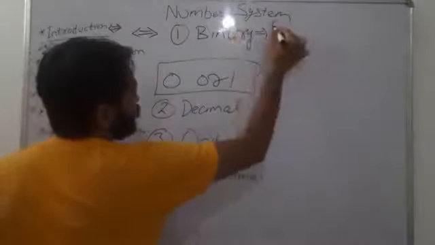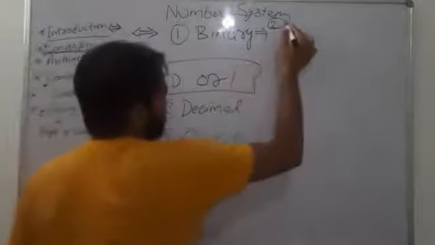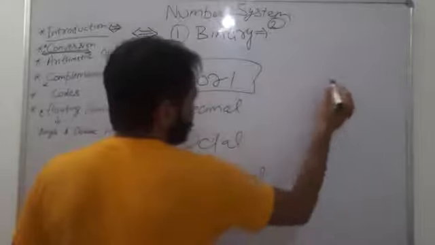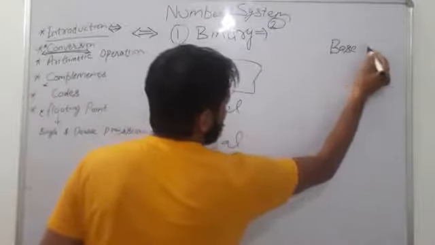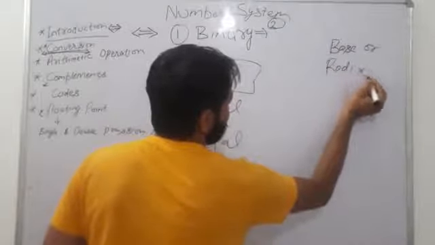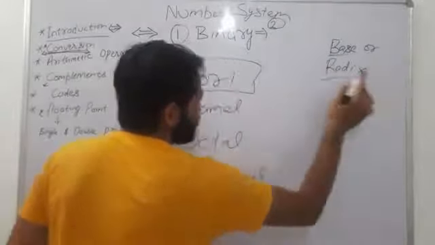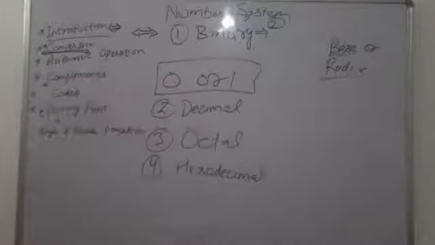Binary represents 2. Let us talk about base or radix. So base or radix means the total number of allowed digits. That means in a number system, how many digits are allowed.